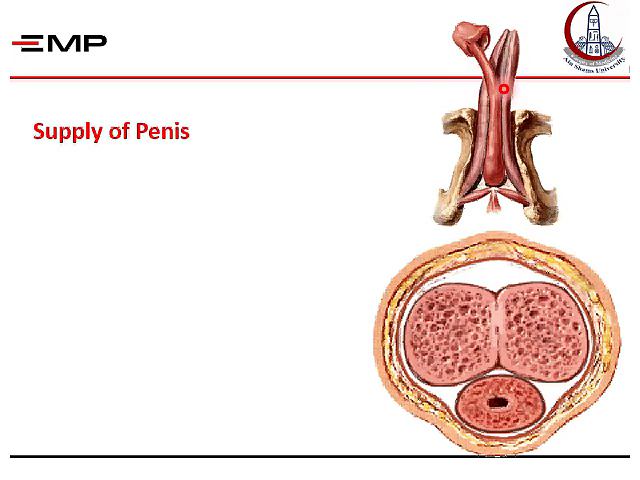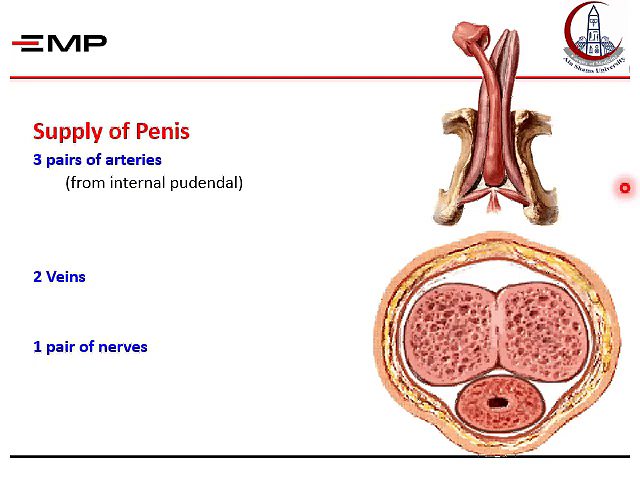Same goes for the two corpora cavernosa. They separate here inside. Each one is attached to the pubic arch, and they are called crura. Each one is called a crus. Okay, so the two crura unite to form the corpora cavernosa. The bulb extends to form the corpus spongiosum and the glans. Okay, now for the supply of the penis, we have three pairs of arteries, two veins, and one pair of nerves. Okay, the arteries, we talked about them already, right?